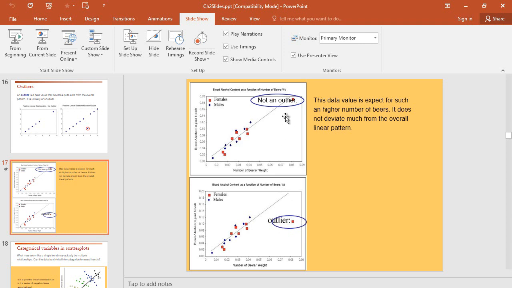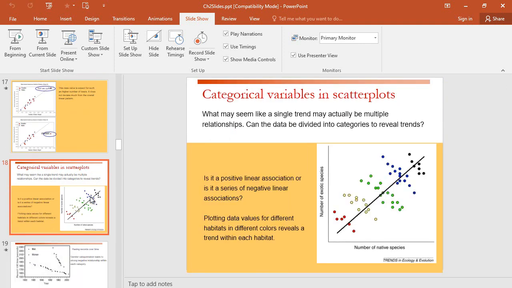So the data value in the first scatter plot that is marked in blue, that is kind of expected for such a high number of beers. It doesn't deviate from the overall linear pattern. All right.